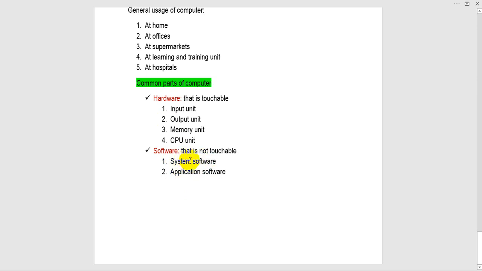So system software is that software on which another application, like application software, will be installed. I will give you an example. For example, Windows is a system software, and Word and PowerPoint or another program will be installed on Windows. So it means Windows is system software, and Word, PowerPoint, and another applications are application software.